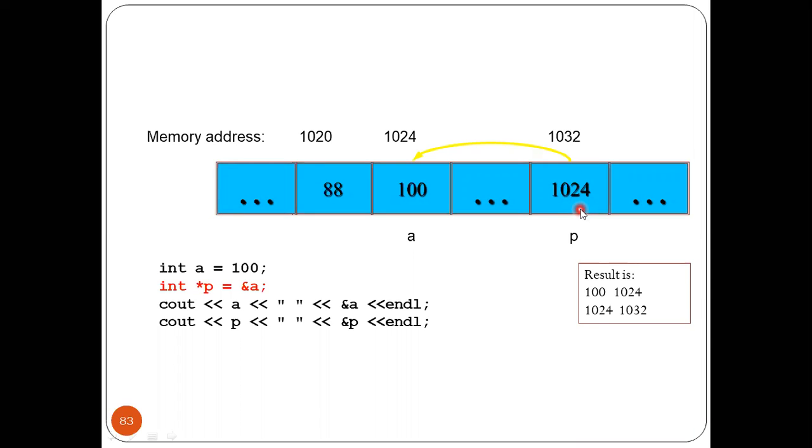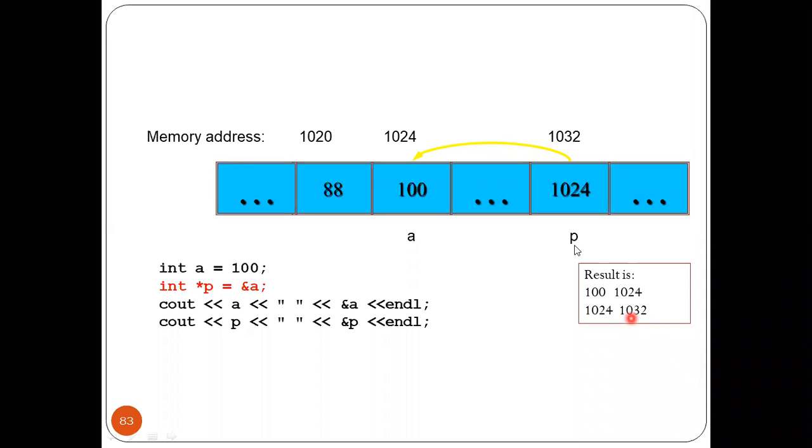Here, as we have 1032, it might have a different address. When you change the structure, we maintain these values as part of it. As you can see the change in the output, the second line, the cout of p and ampersand p, has the values 1024, the address of a, and 1032.